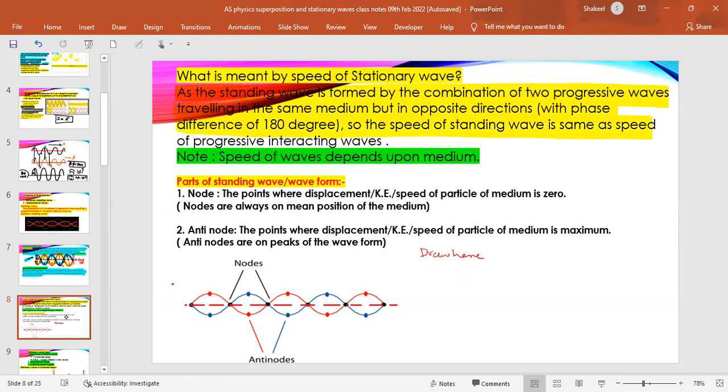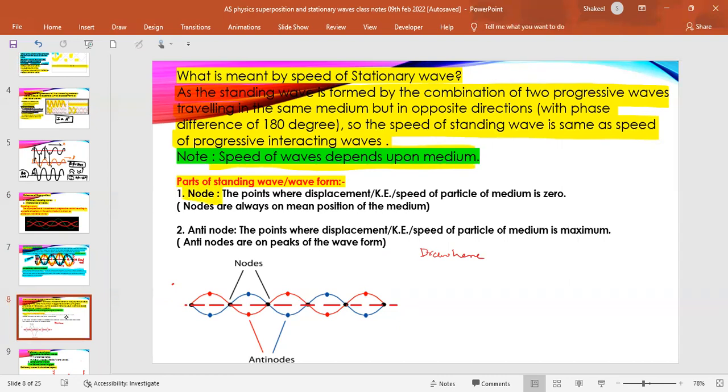So the speed of standing wave is same as speed of progressive interacting waves. So speed of standing wave will be same as speed of the two progressive waves which are forming it. And we know that the speed of wave depends upon the medium. Okay, what are the parts of standing wave?